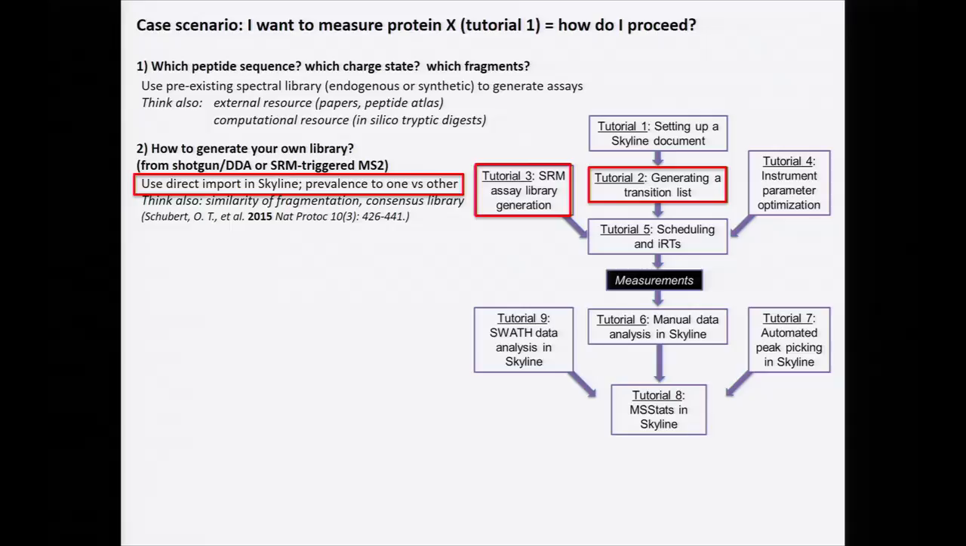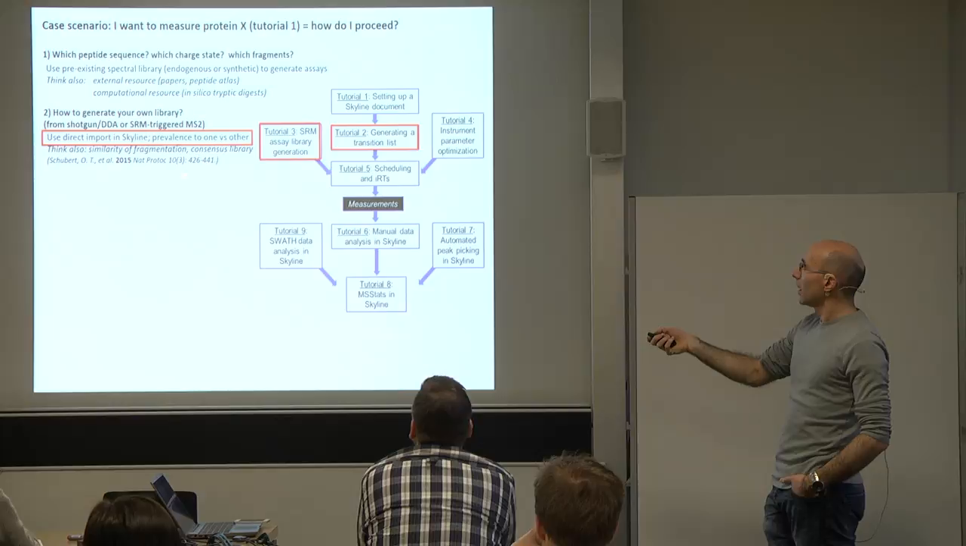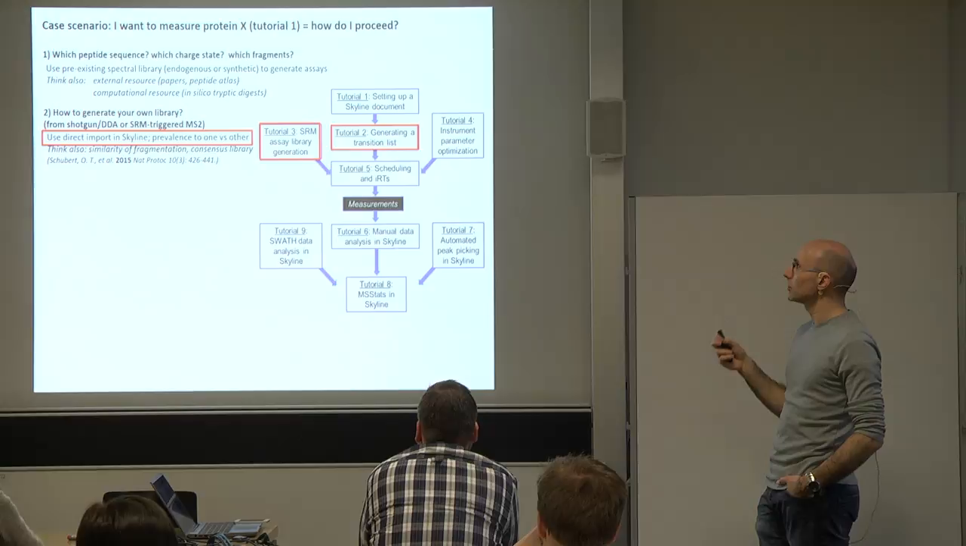Another important thing: all this was, at the moment, presented based on Skyline. But if you're interested in or want to expand into more tricky situations, I recommend you read this paper that we published last year. It explains really all the details that you need to know about what similarity in fragmentation you should take care of, and how to generate a really consensus library.